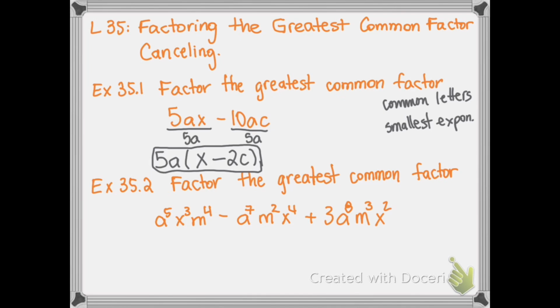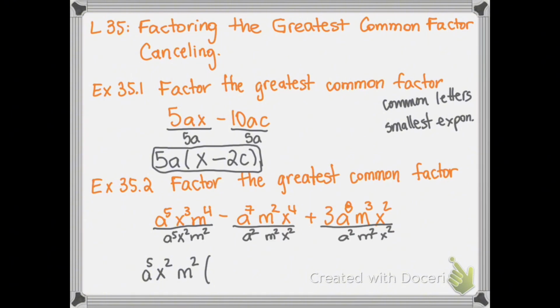The next example is exactly the same, but we have 3 terms, so we have to consider all 3 of them. So in this case, we have 3 and 1 as our numerical coefficients, so we are going to leave 1 as our greatest common factor. And then for the letters, we have A5, A7, and A8, so we're going to choose A5. X3, X4, and X2, so we'll choose X2. And M4, M2, and M3, so we'll choose M2. And again, we're going to divide all of them by the greatest common factor.